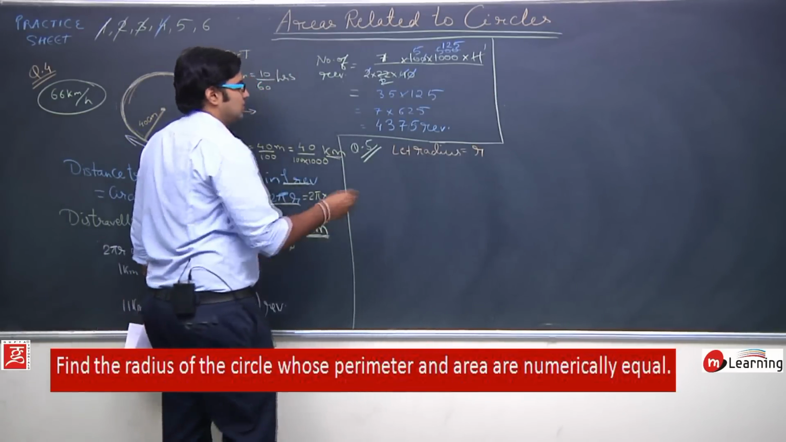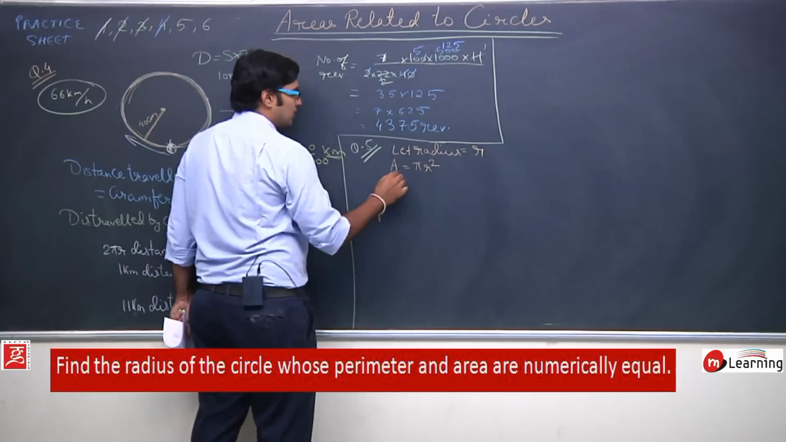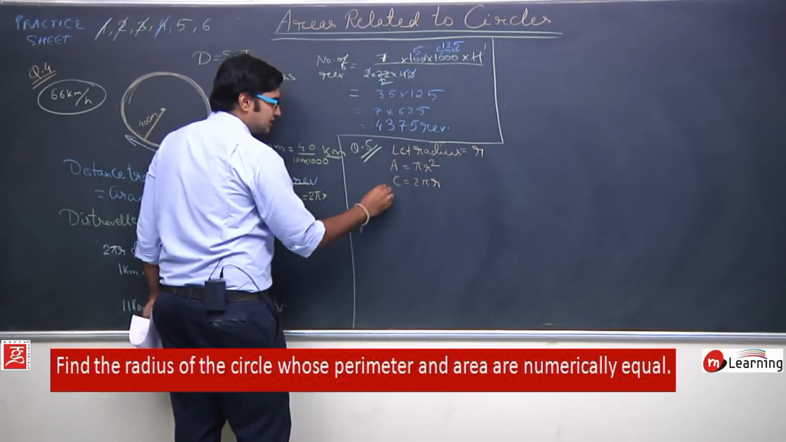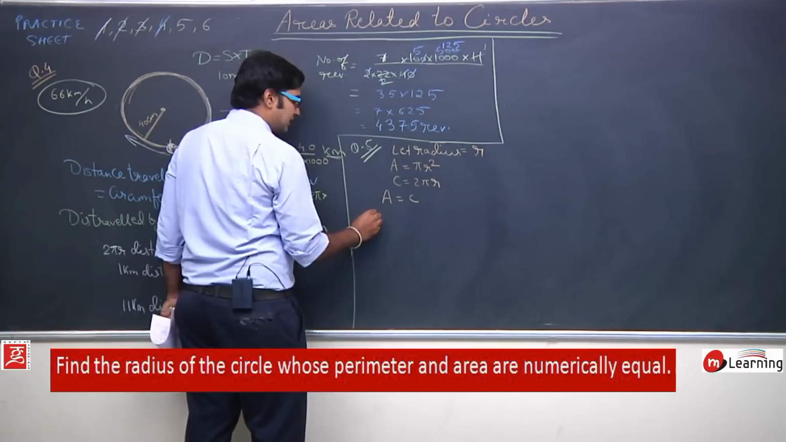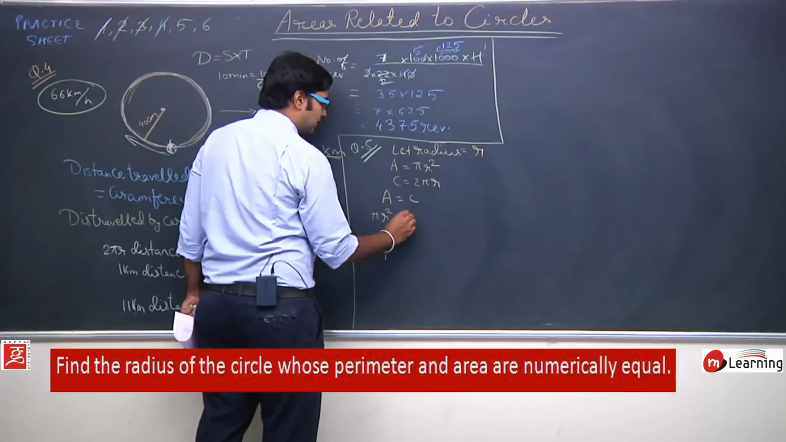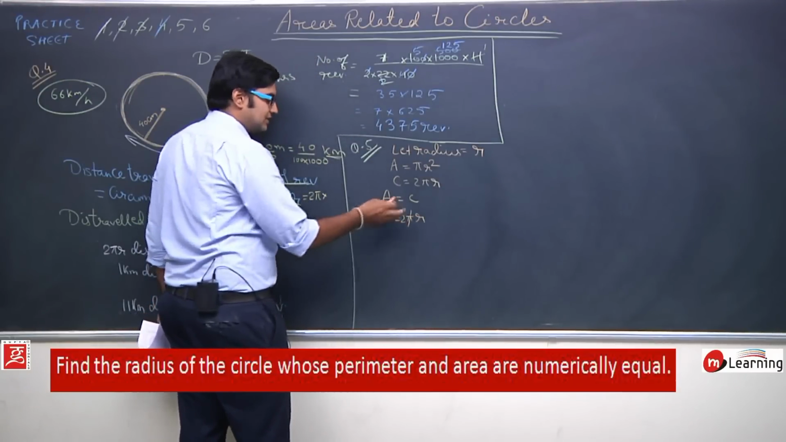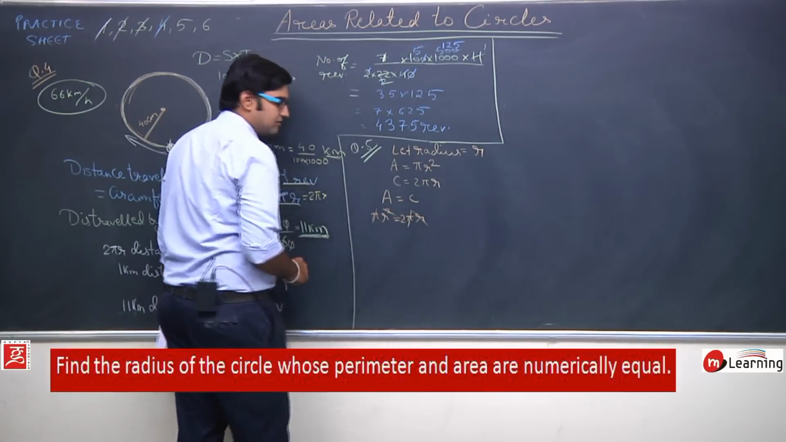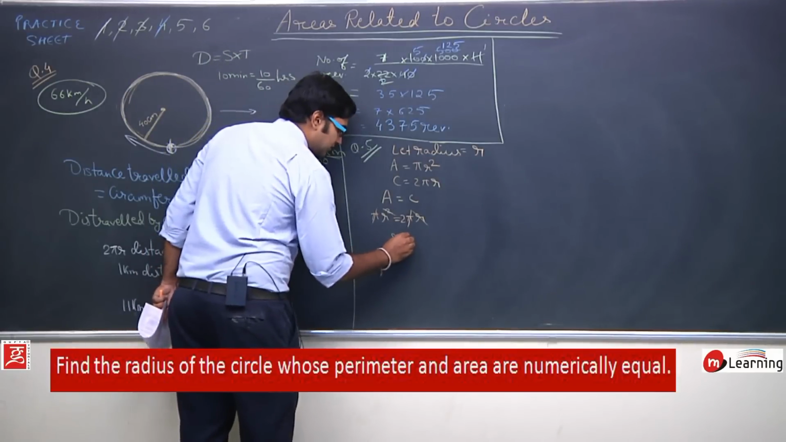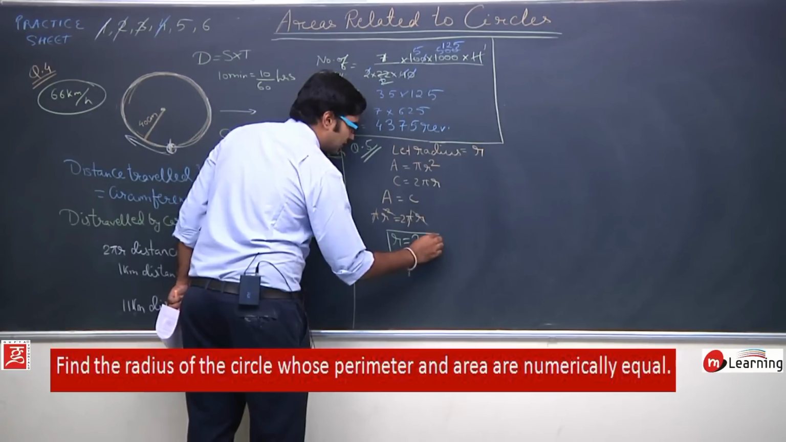Okay. So area is equal to pi r square. What is circumference? It is 2 pi r. So according to the given condition I can write A is equal to C, that is pi r square is equal to 2 pi r. This is the condition. From here I can cancel pi, this is r and this r will get cancelled, and finally you will get r is equal to 2 centimeters or 2 units, whatever we have.